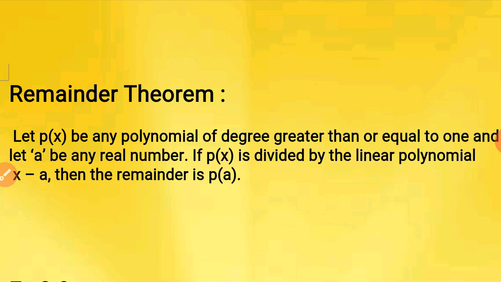Now let me read. If p of x is divided by the linear polynomial x minus a, so children, this x minus a is nothing but your divisor. We are dividing the given polynomial p of x by this linear polynomial x minus a. Then the remainder is p of a.